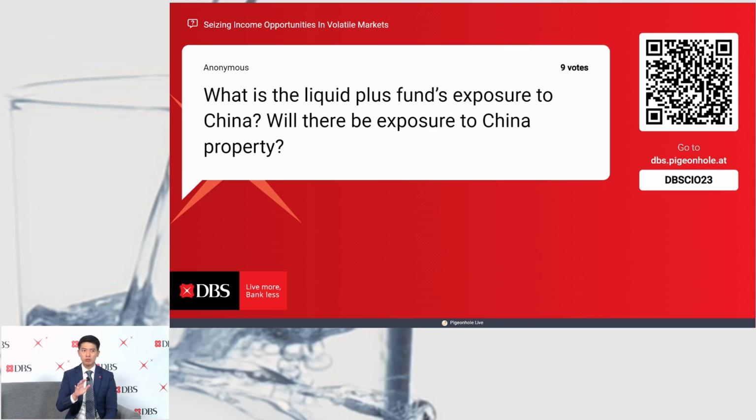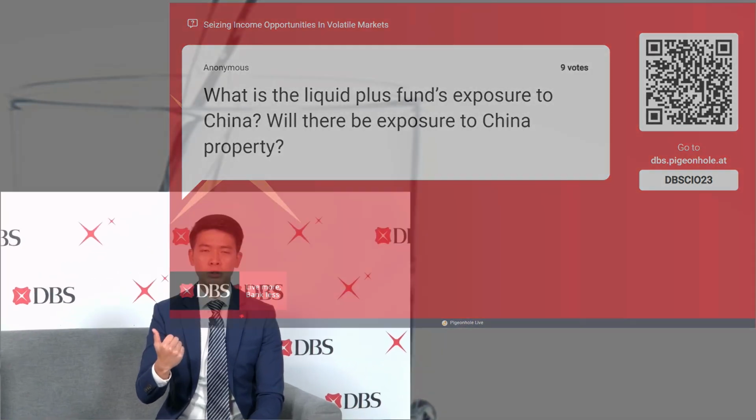There will be some exposure to China in the Liquid Plus fund. In this section here, we are really focused on quality. The quality parts of China are still doing well. Just to give you a little bit of a sense as to where we think quality lies in China, it is in two segments. One is on the state-owned enterprises that we talked about earlier, the likes of ChemChina, the likes of Sinopec, the big boys in the Chinese economy, companies that play a huge role in the domestic economy.